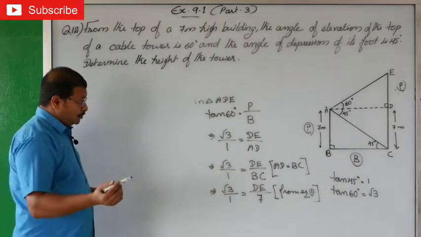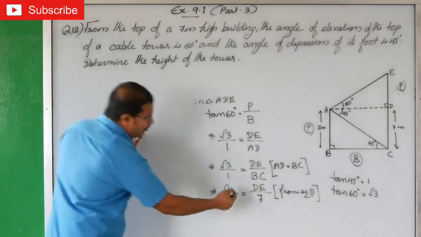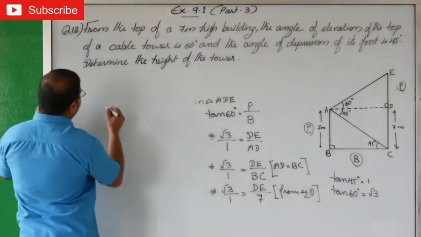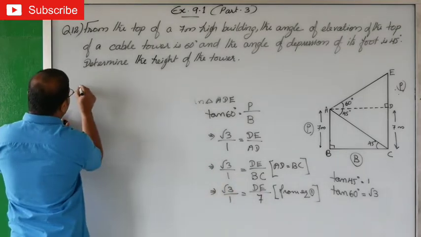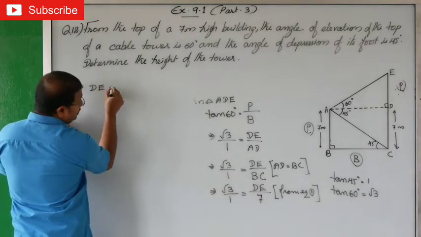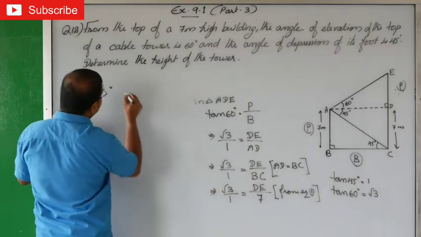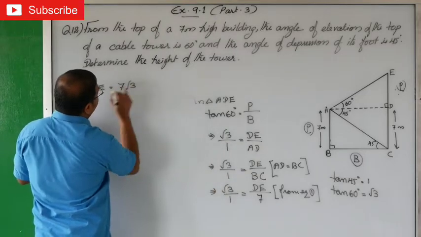Ready? Okay. Now, we will cross multiply. That means DE into 1, this implies DE equals 7 root 3.